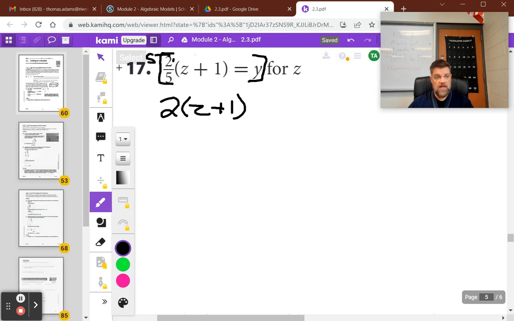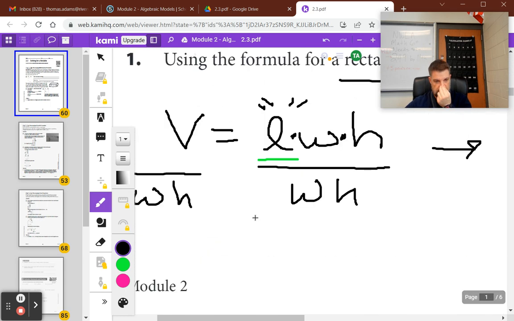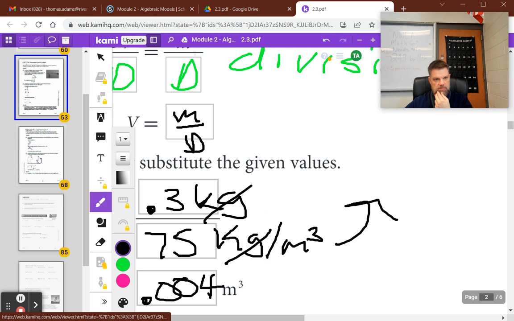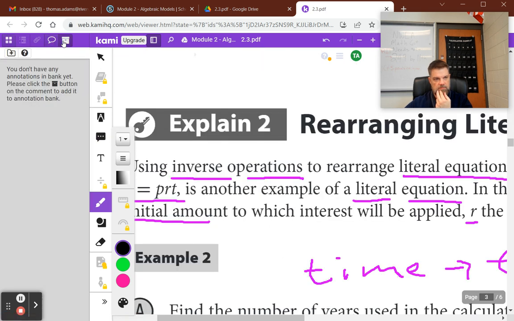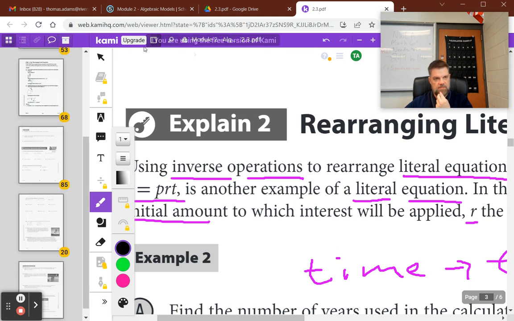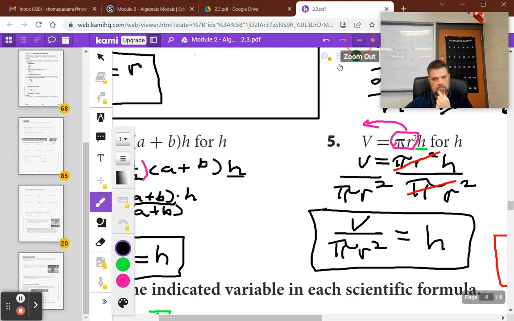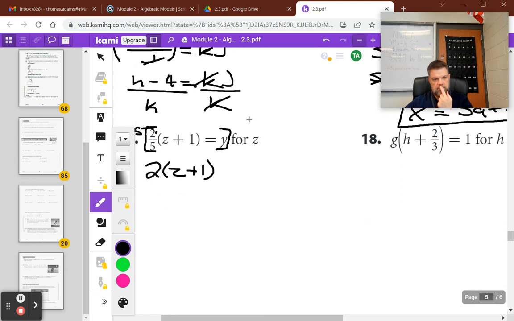Then I got to multiply, whoops, I don't want to do that. How did I do that? Oh, well. Now I got to go back to where I was. I don't even want to see that. All right, here I am.